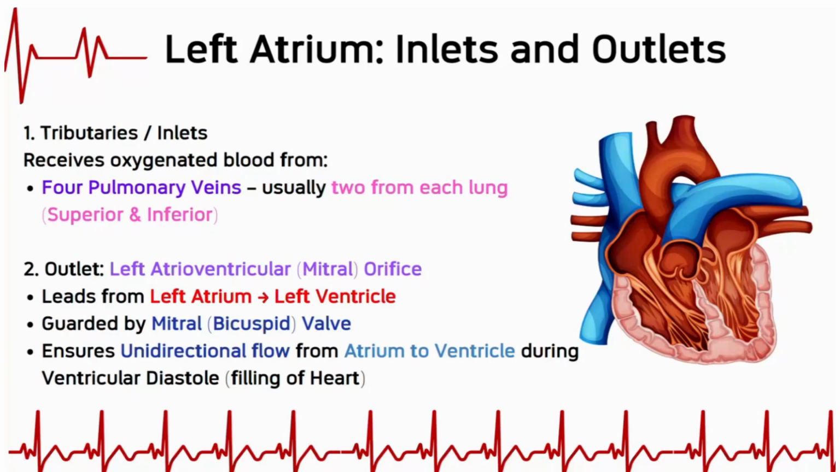Now, in terms of an outlet, the blood that collects up in the left atrium flows through the left atrioventricular orifice into the left ventricle. This left atrioventricular orifice is guarded by the mitral valve. And this valve, just like all the other valves that we've spoken about so far, ensures unidirectional flow from the atrium to the ventricle, during ventricular diastole, in other words, filling of the heart.